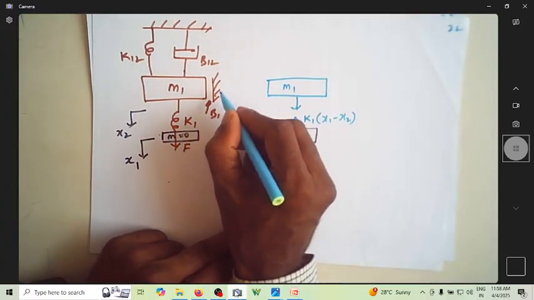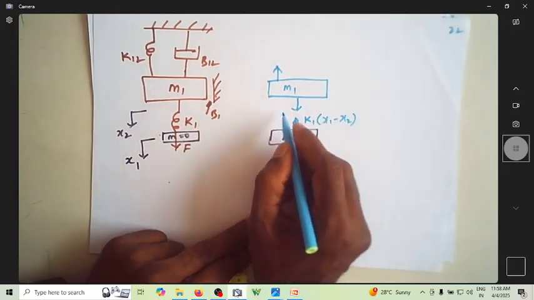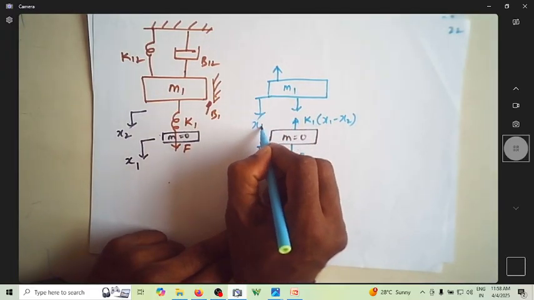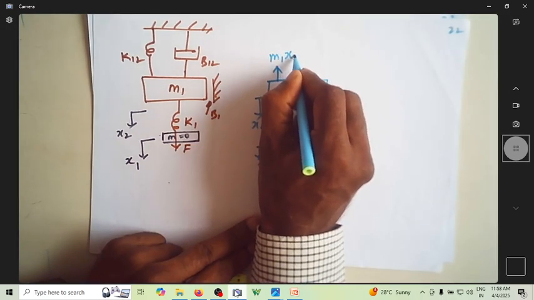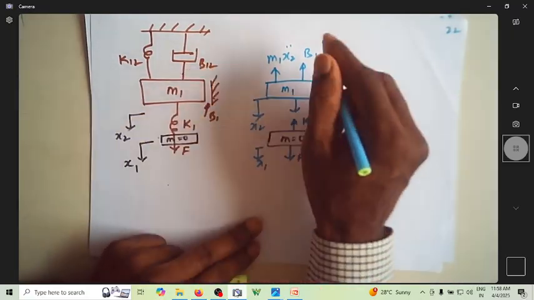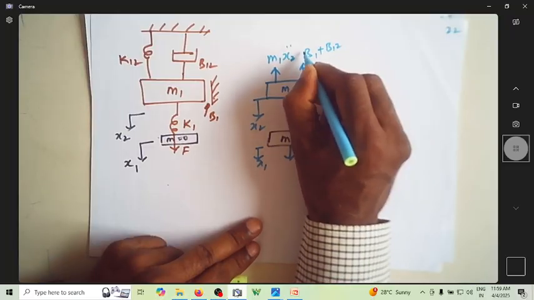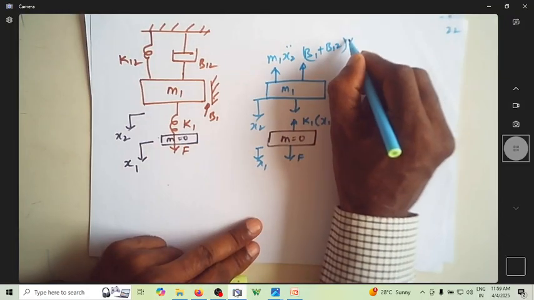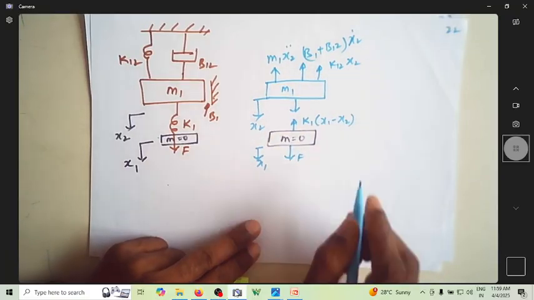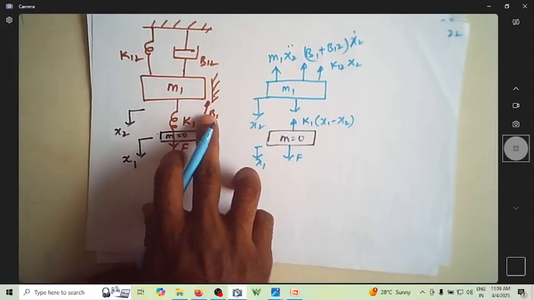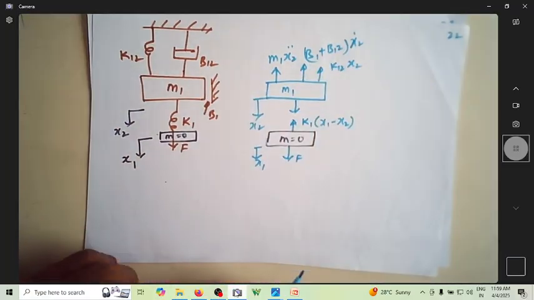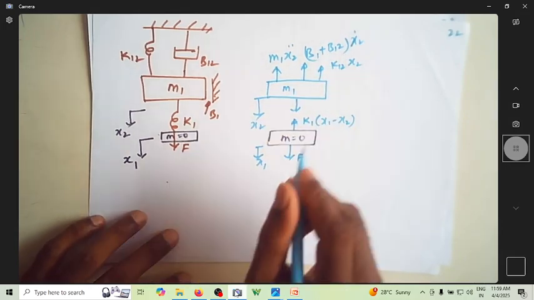So what are the opposing forces? The opposing force is due to M1 itself. Here the displacement is x1, here the displacement is x2. So this is M1 x2 double dot. Due to B1 and B12, both of them have only x2 displacement, so it is x2 dot. And K12 is K12 x2. Since it is rigidly connected, B12 as well as B1 will have a displacement of x2 only, and its velocity is x2 dot.